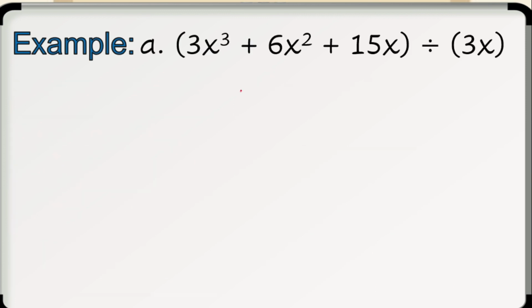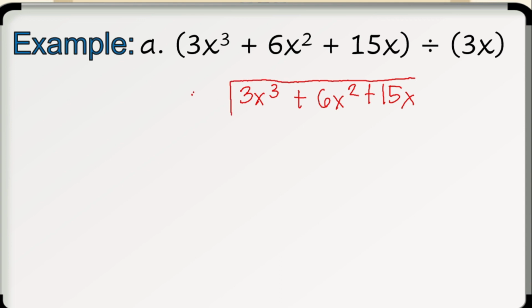We will now solve the previous example using the long division method. Here are the steps. First, arrange the terms of the polynomial from highest exponent to lowest exponent. Replace the missing terms with 0. Next, divide the first term of the dividend by the first term of the divisor.